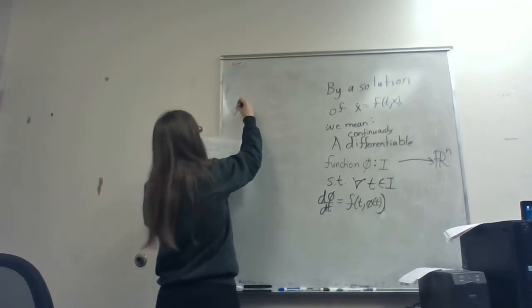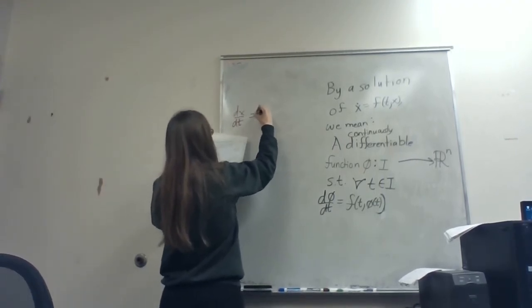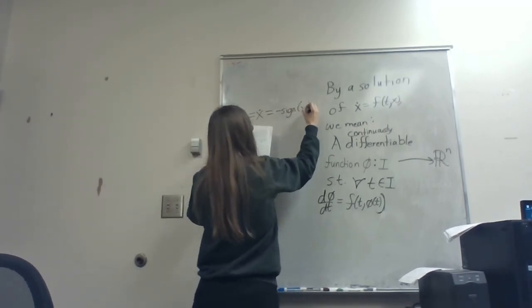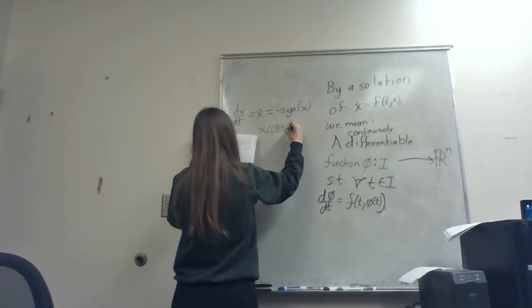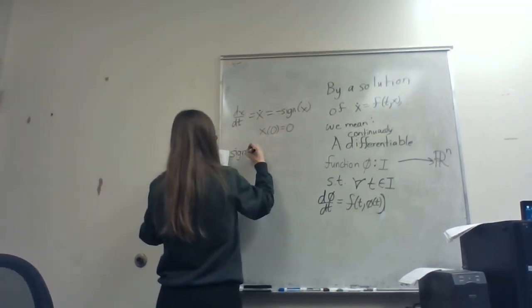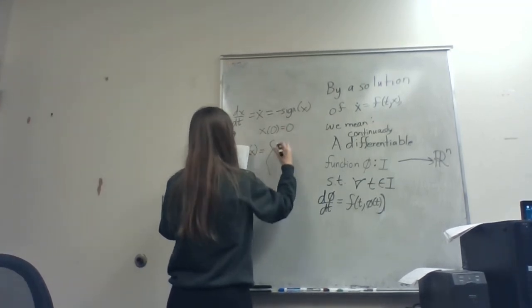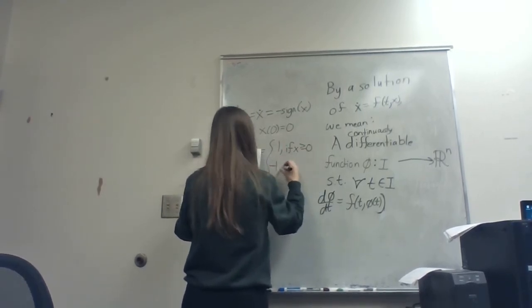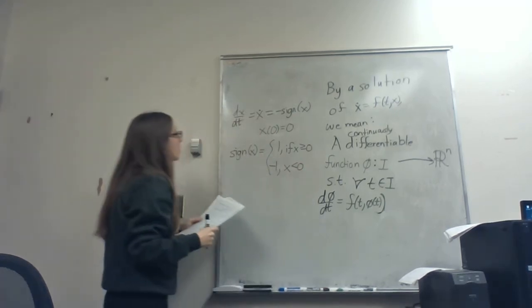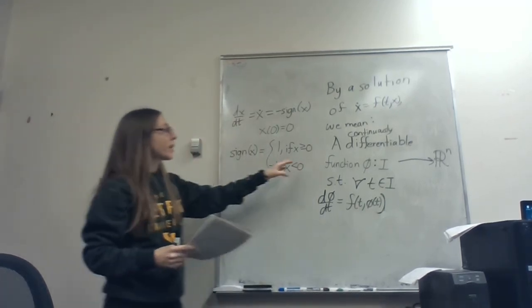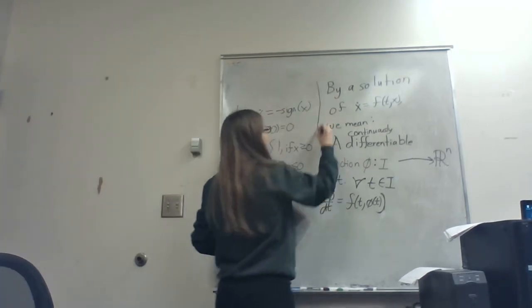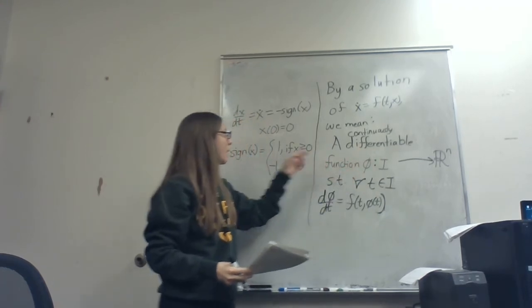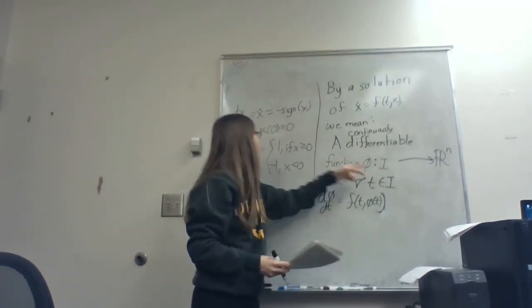Say that I do dx over dt equals x dot equals negative sign of x, and x of 0 is 0. But then sign of x is defined like this: sign of x is defined to be 1 if x is greater than or equal to 0, and negative 1 if x is less than 0. If we try to apply this definition, is there a single function that is continuously differentiable for all of these times in I?